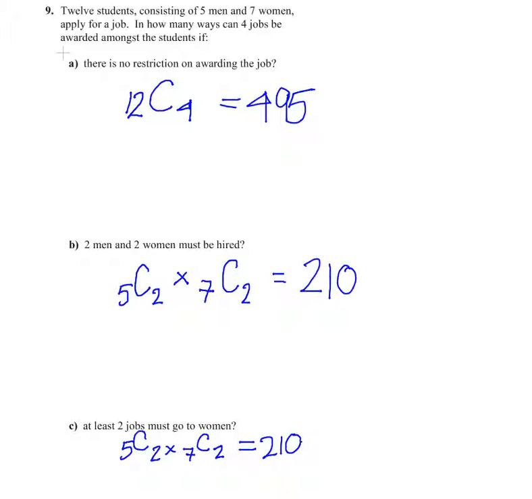But there's still other ones. So what if, like our next option, we kind of have to add them up, is that 3 jobs go to women because this restriction says at least. So then it would actually become 7C3, and that leaves us with 5C1 for the men. So we're going to add all these together.